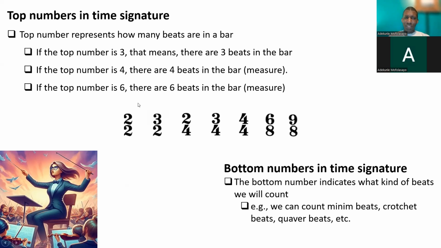Apart from the top numbers that we see here, we also have the bottom numbers. The bottom numbers indicate what kind of beats we will count. When the bottom number is 2, that means we are counting minim beats. If it is 4, we are counting crotchet beats. If it is 8, we are counting quaver beats.